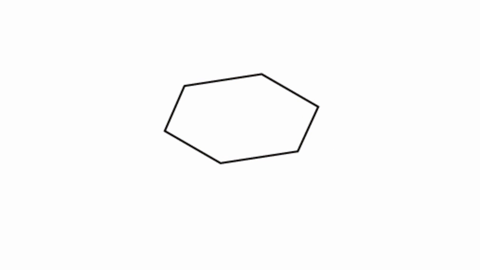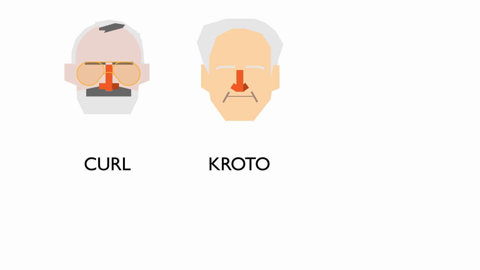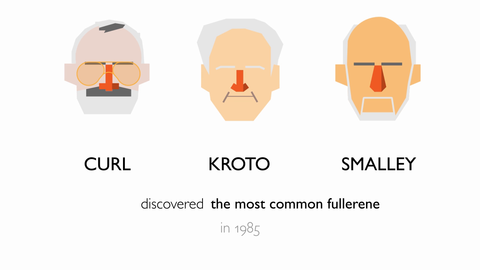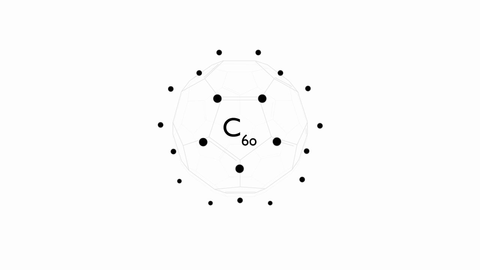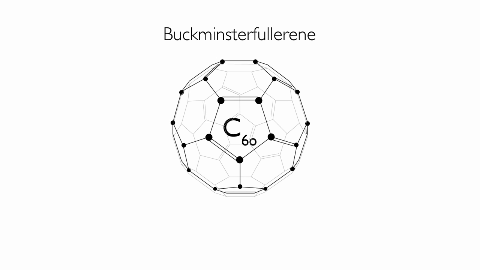Fullerenes are carbon-based molecules with a hollow, cage-like structure. Robert Curl, Harold Kroto, and Richard Smalley discovered the most common fullerene in 1985, the Buckminster fullerene. It consists of molecules containing 60 carbon atoms joined together, forming a hollow sphere. There is an alternating arrangement of hexagons and pentagons, much like that seen in a football.